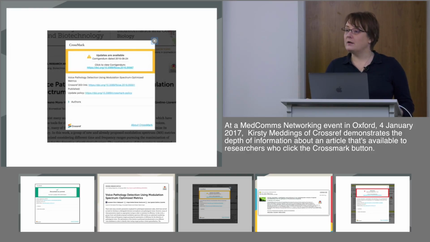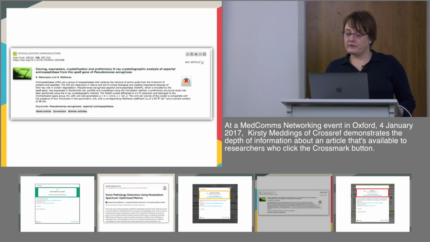The box changes colour to alert the reader to the fact that there's something of significance here, and it gives a link directly to the correction notice. So then all I need to do at this point is click on the link through to the correction notice, and I'm seeing the changes that have been made to this piece of content.